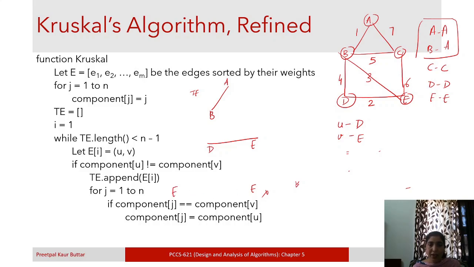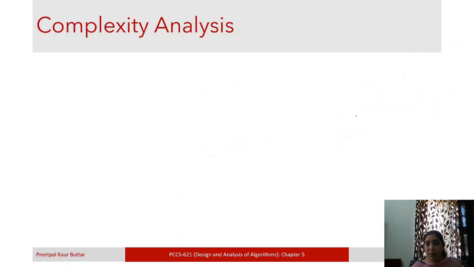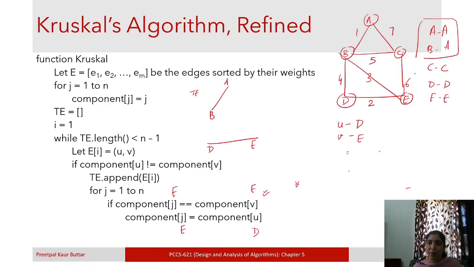Next we reach e. Component of e is equal to component of v. So now this is true for this. So what we will do, component of e will become component of u. So u is d. So here e's component will become d. So we have merged. This is one component, right?